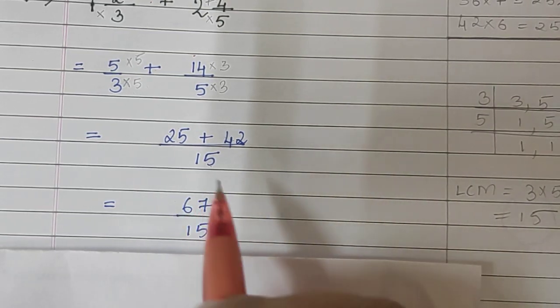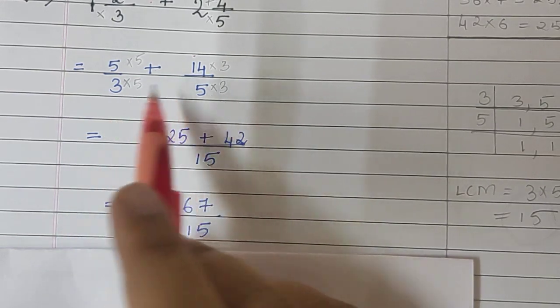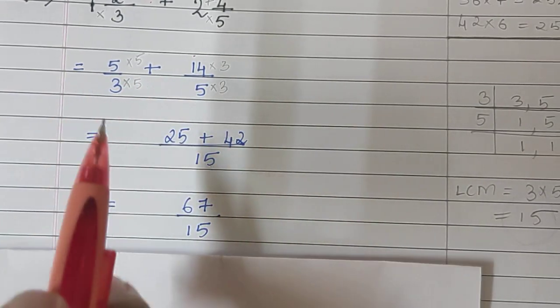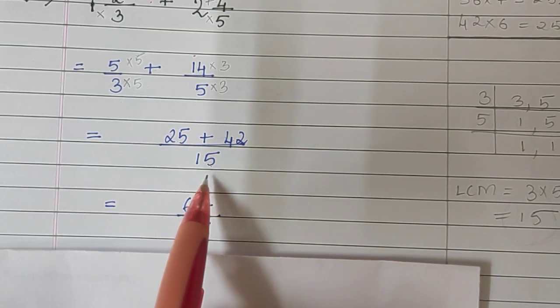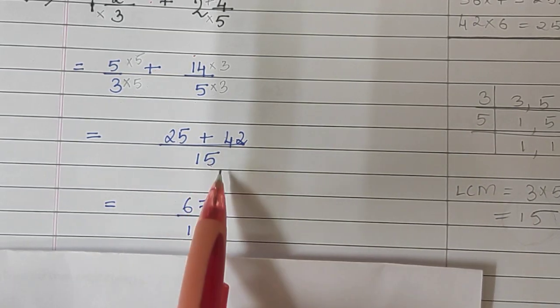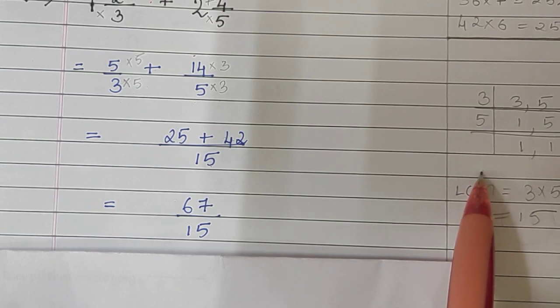Children, please remember, do not add the denominators. We only have to add the numerators. We have to equalize the denominator. The denominator has to be equalized by finding the LCM.